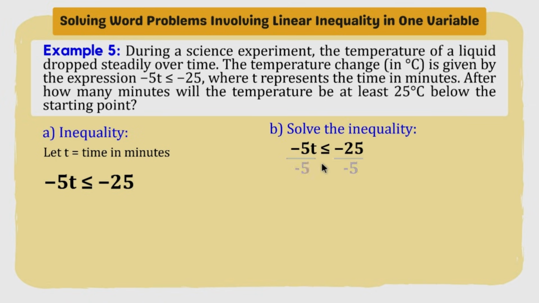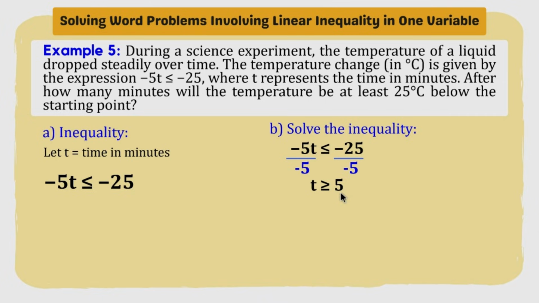So, using our division property of equality, i-divide natin si negative 5 by negative 5. And then dito sa kabila, negative 25 divided by negative 5. So we will have T. Negative 5 will be cancelled out here. And then negative 25 divided by negative 5 will be positive 5.